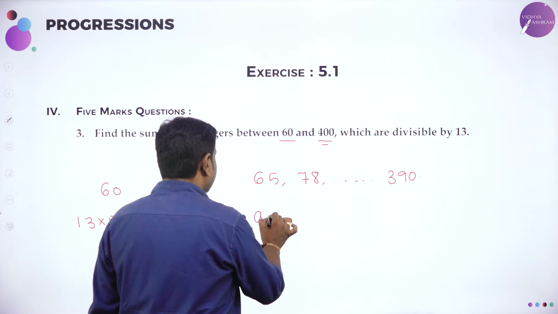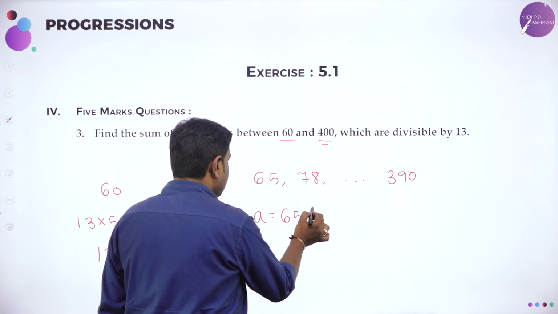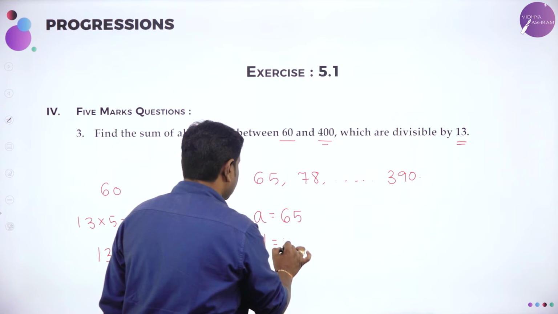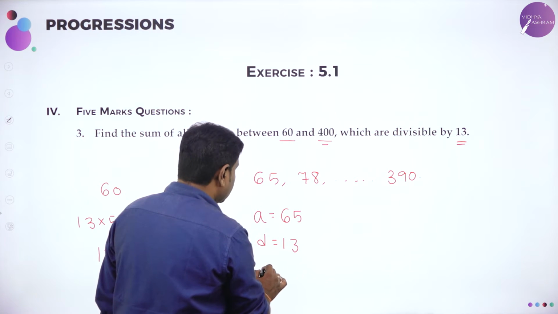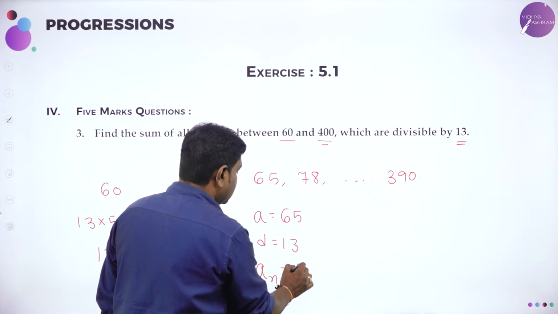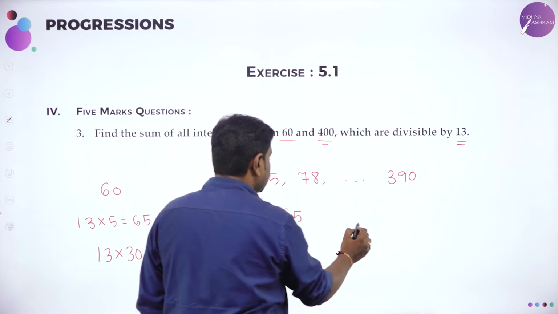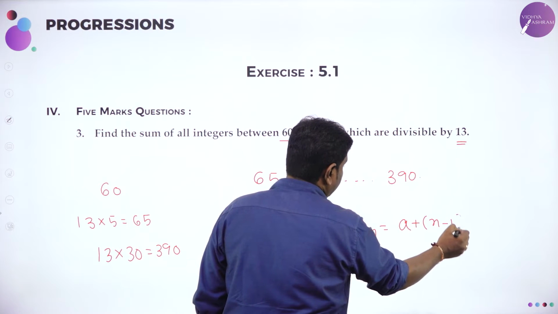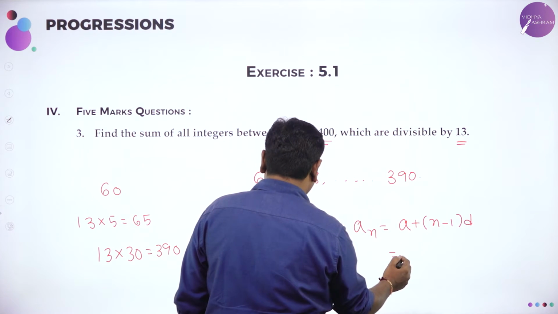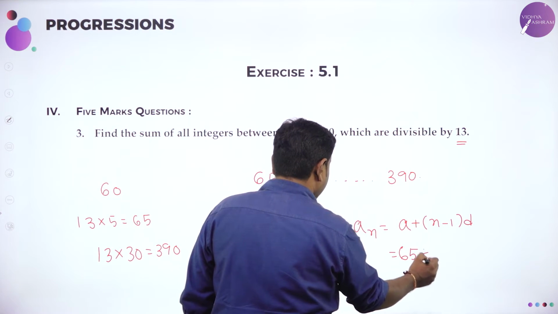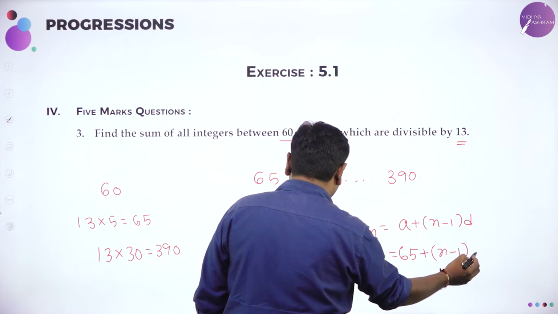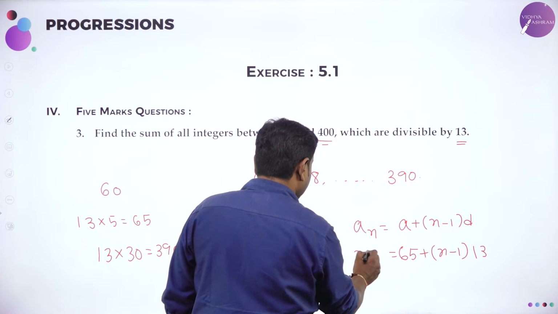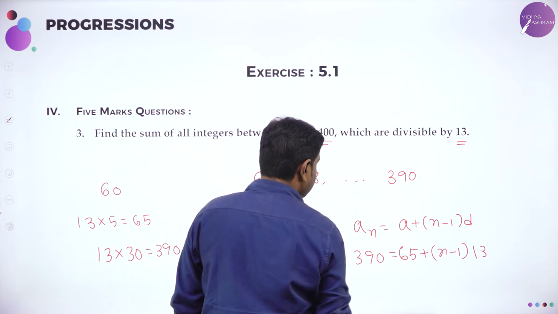So a is 65. Common difference is divisible by 13, so common difference is 13. And nth term an is 390. Use an is a plus n minus 1 into common difference. What is a? 65 plus n minus 1 into d. We know the common difference is 13, and an, you know what that is, 390. Now simplify, rearrange this.